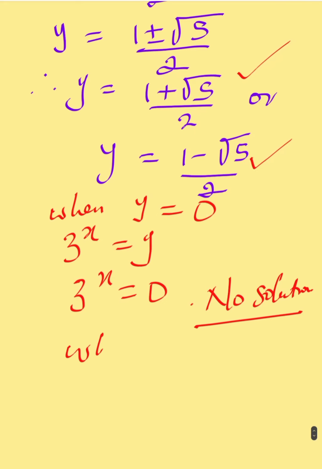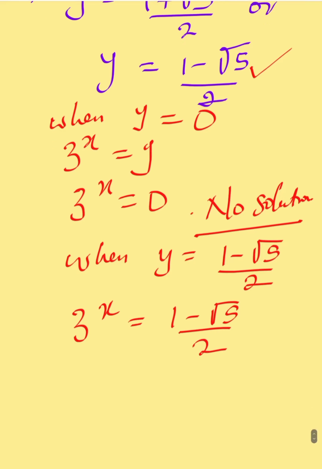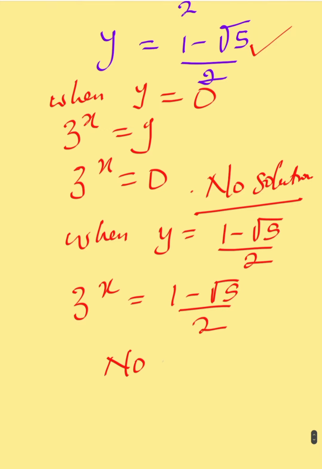Now, when y is equal to 1 minus root 5 all over 2, you will have that 3 to the power of x is equal to 1 minus root 5 over 2. If you solve this, you will find out that there will be no real solution here. There will be no real solution.